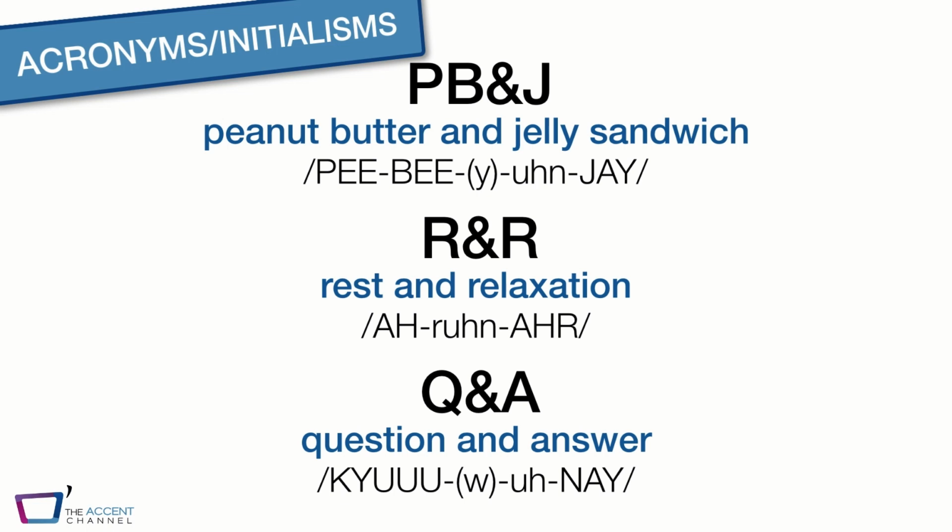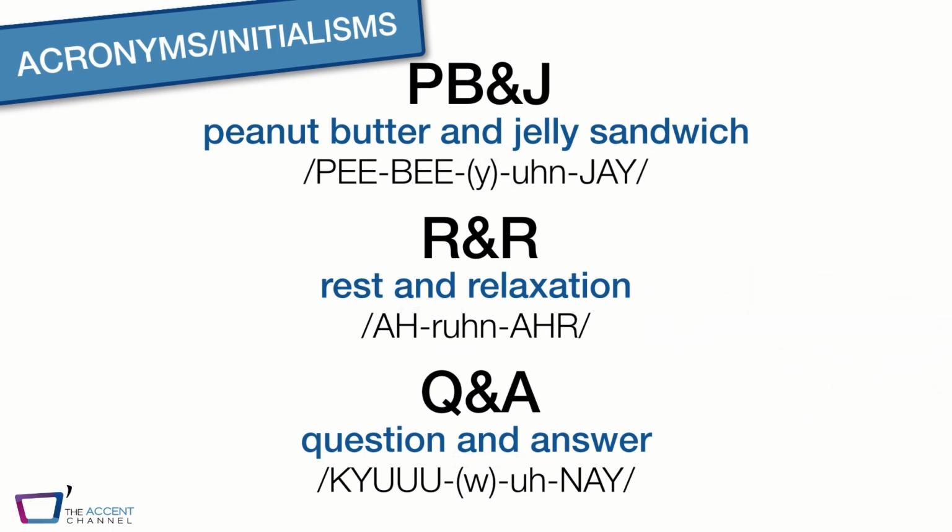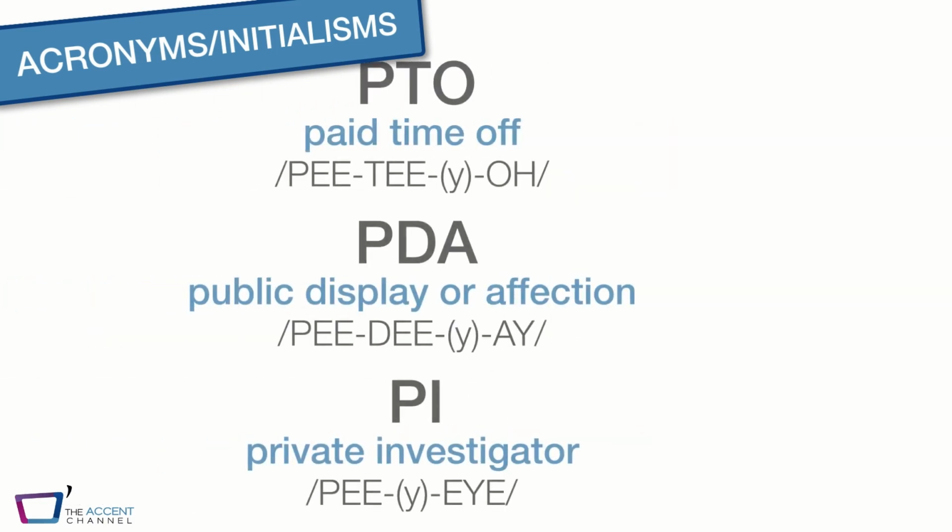Q&A. Notice in all of these with this "and," because of the rhythm and because of the way I'm connecting, I'm saying "n," and I'm completely skipping the D. And you can too. Try that again. Just say "n." Don't say "and," say "n." PB and J. R&R. Q&A. Yes, that's the rhythm of English.